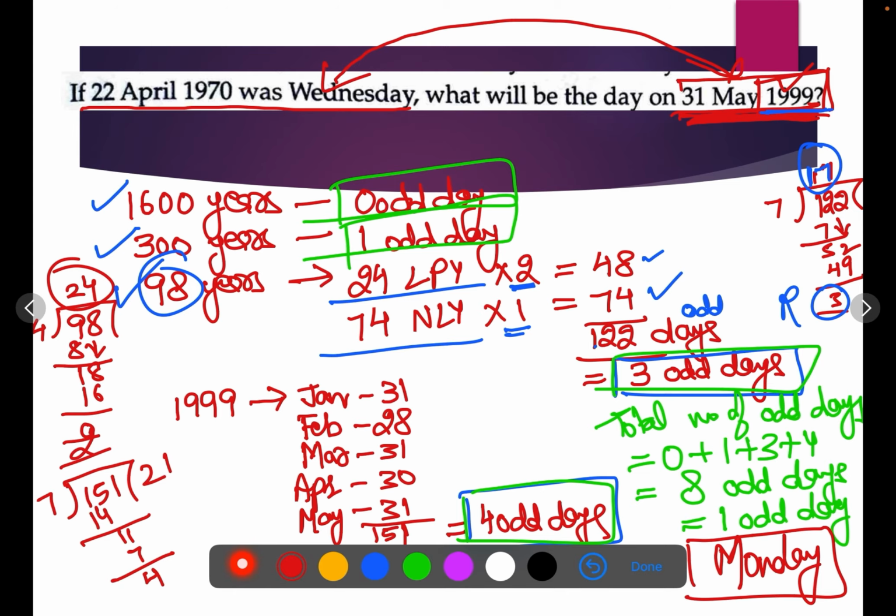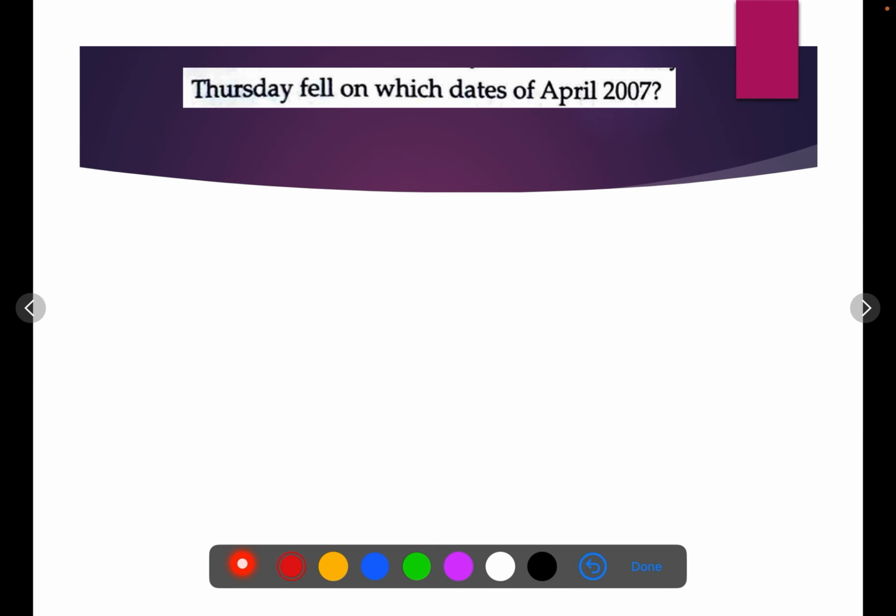Let's do the next question then. Here the question pattern is different. It says, Thursday fell on which dates of April 2007? So the method stays the same. I'll find out 1st April 2007. If I get to know what day 1st April 2007 is, then I can find out the Thursdays from it.